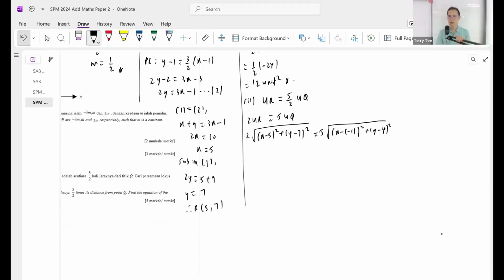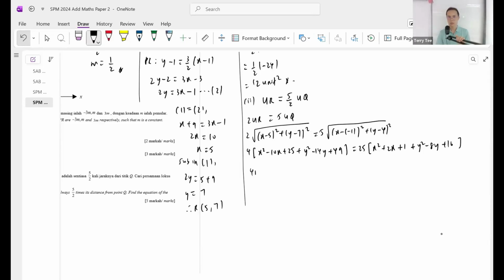When you square the 2, you get 4. I expand the bracket for x squared, 10x plus 25. This is y squared. 7 times 2 is 14y. 7 squared is 49. 5 squared expand is 25. Minus a plus, so it's x squared. 2 times 1 is 2 times x, 2x, and 1 squared is 1. Y squared, 2 times 4, negative 4 is negative 8. 4 squared is 16. Okay, a bit annoying.